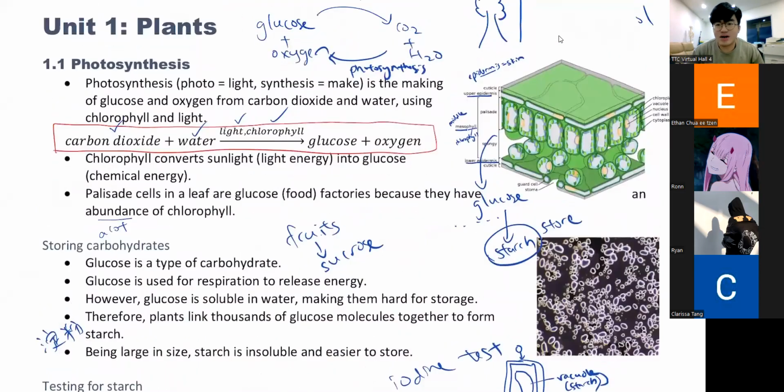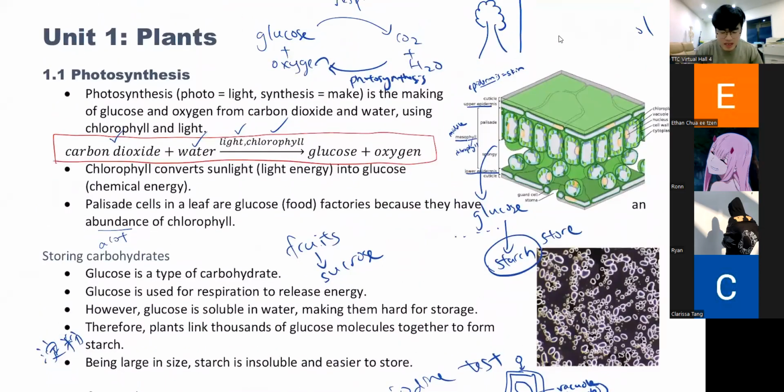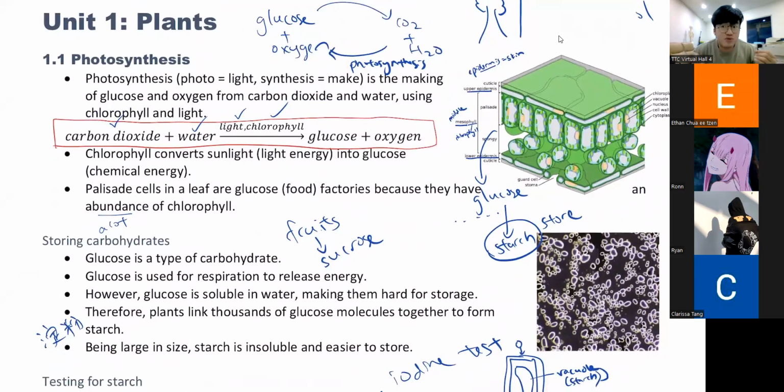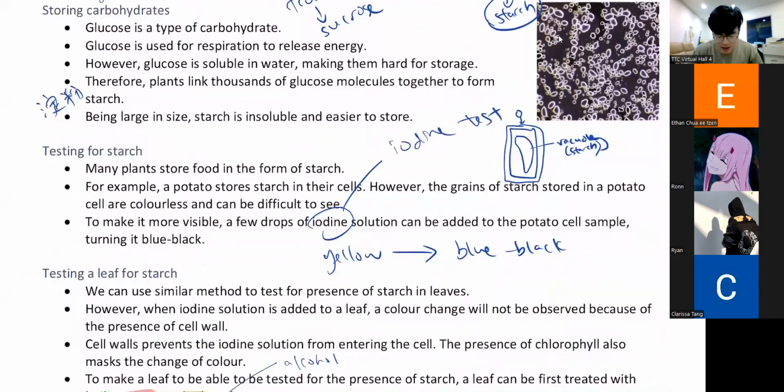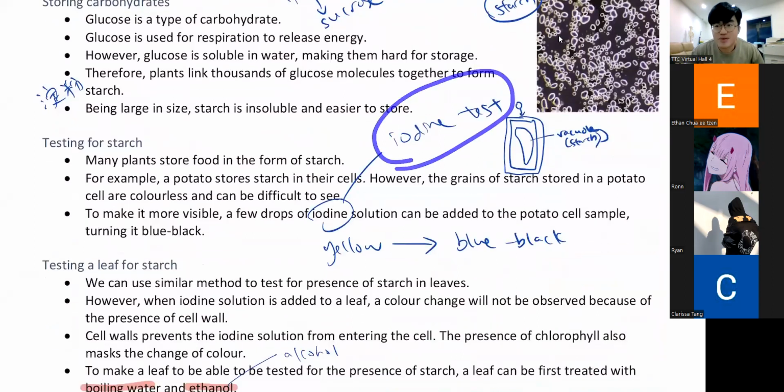So, what have we learned last week? We learned what photosynthesis is. I mean, you learned this in year 8 already, right? And then how do we prove photosynthesis happens? We do something called an iodine test. Remember this? What is an iodine test? That means we test for starch.